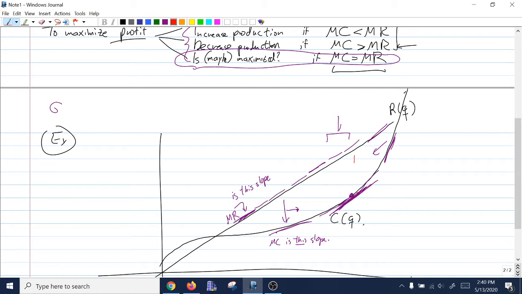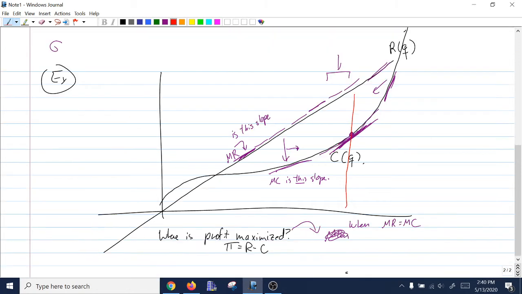So, I lost my tick marks when the thing crashed. This will be the quantity that maximizes profit.